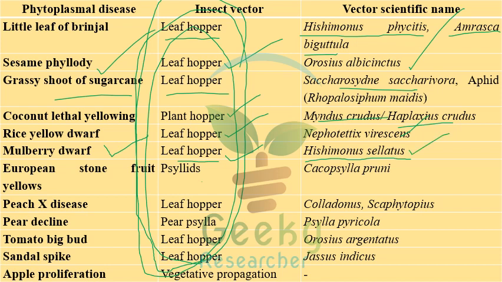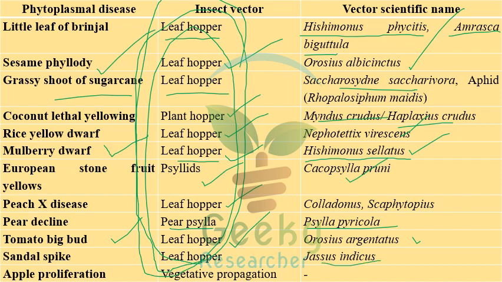European stone fruit yellows is transmitted by psyllids, Cacopsylla pruni. Peach X disease is transmitted by leafhopper, Colladonus and Scaphytopius. Pear decline is transmitted by pear psylla, Cacopsylla pyricola. And tomato big bud, which is important, is transmitted by leafhopper, Orosius argentatus. Sandal spike is also very important. They may ask which of the following pathogens is responsible for sandal spike, something like that. It is transmitted by leafhopper, Jassus indicus.